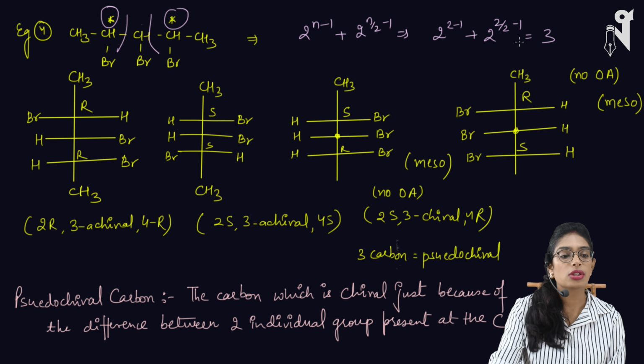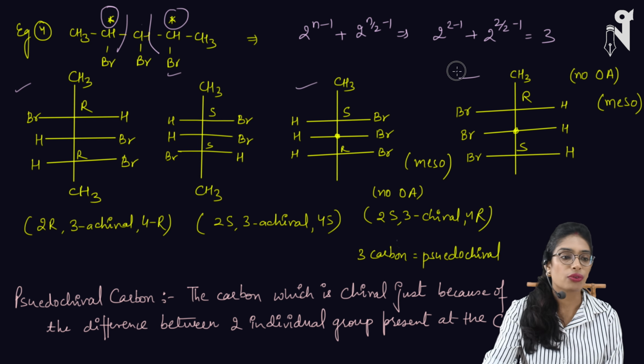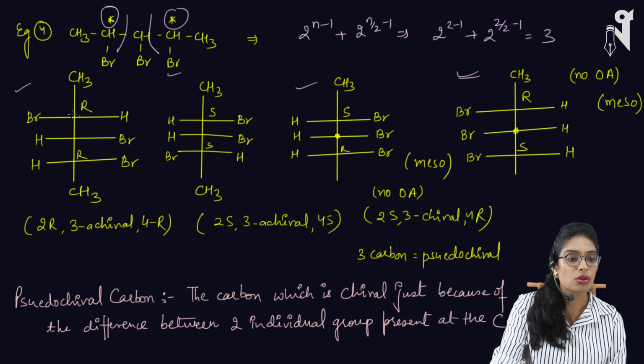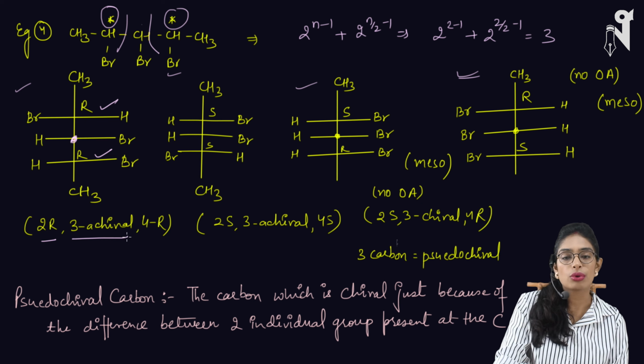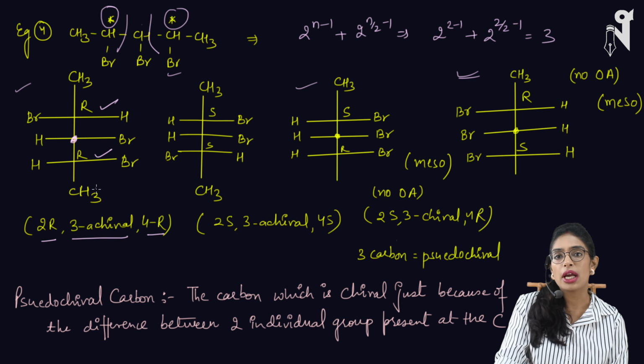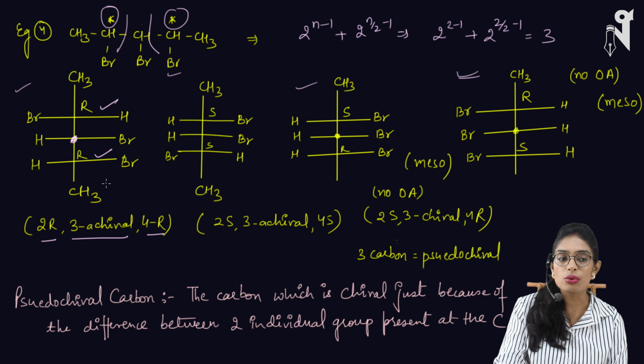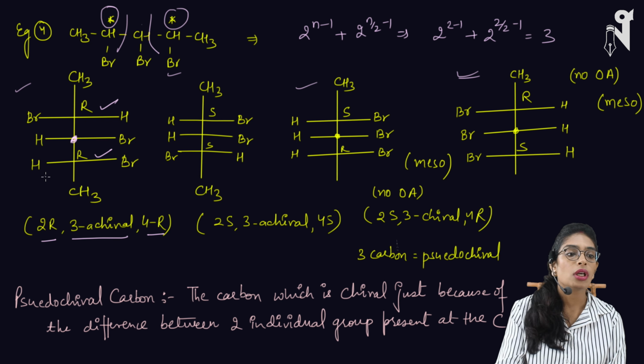So if I draw the structures, these could be the structures of the molecules. I have drawn four possibilities over here. Here this carbon is not chiral. This is R, this is R. So we can write the configuration as 2R, 3 achiral, and 4R. Now is this optically active? Yes, it will be optically active because there is no POS and no COS. No POS, no COS, optically active.